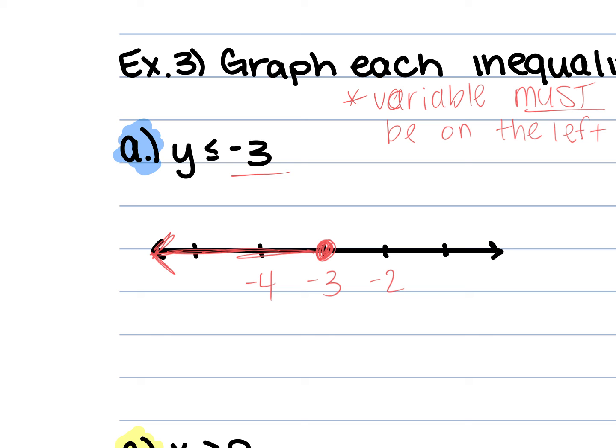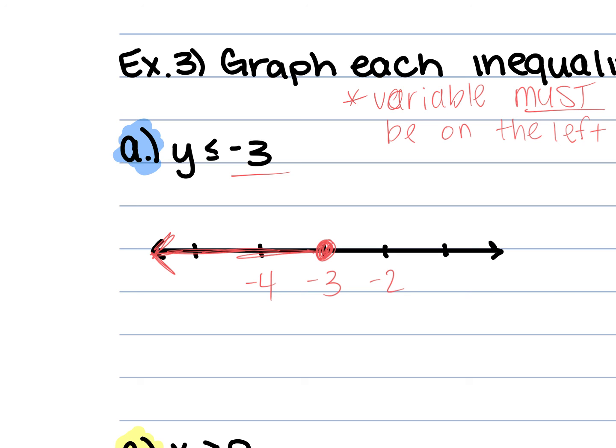The shaded region are all the numbers that are possible solutions to this inequality. Could -3 be a solution here? Is -3 less than or equal to -3? Yes. So -3 is part of our solution. That's why it's a closed dot. Is -4 in the shaded region? Would -4 work up here? Yes, -4 is less than or equal to -3.